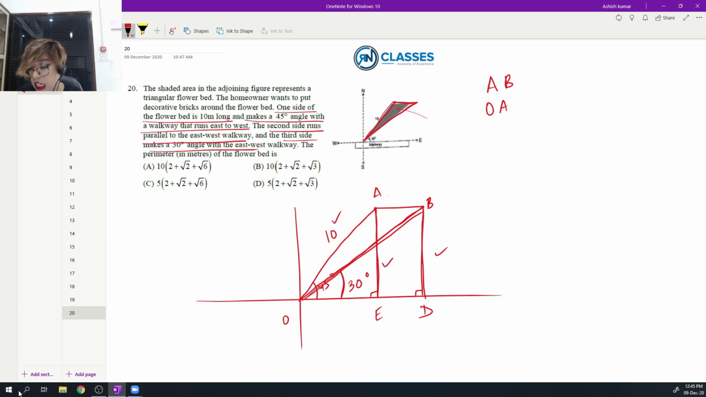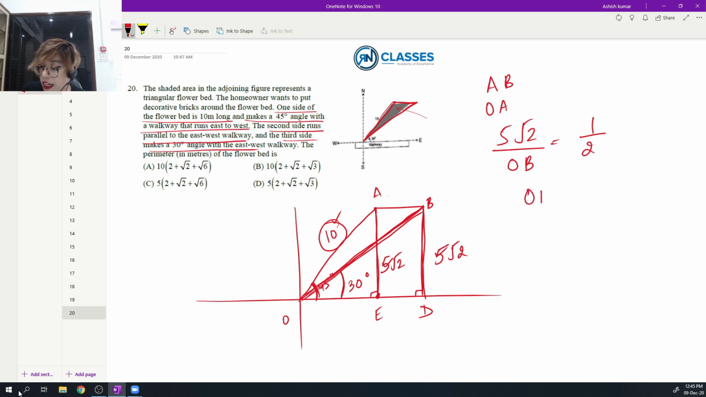एब्सोल्युटली यस. तो AE निकाल लेती हूँ. AE क्या होगा? This is 10, this is 45 degrees. AE will be 5√2. Right, so BD भी 5√2 हो गया. अब BD आ गया, मुझे OB निकालना है. So, देखें 5√2 बाय OB is equal to what? Sin 30 degrees, which is 1/2. So OB मेरे पास आ गया 10√2.